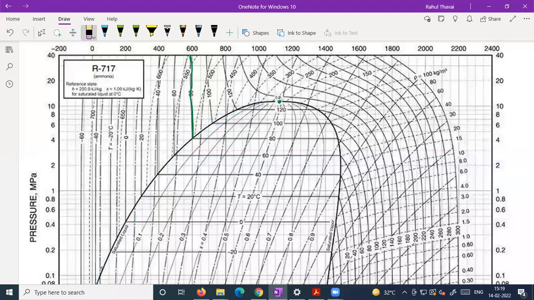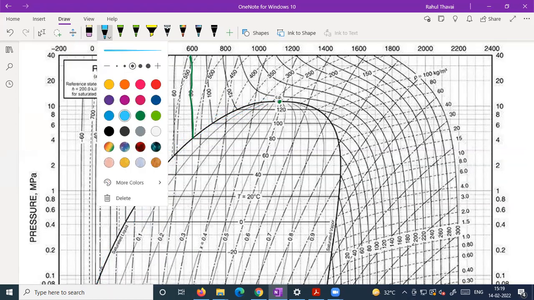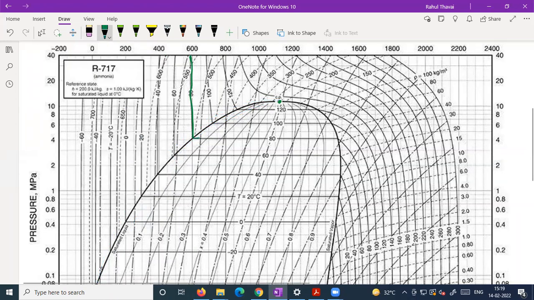So this temperature line will come and intersect the saturated liquid line, and it will further move in a horizontal direction like this, right? Then it meets the saturated vapor line. The left hand part of the dome is the saturated liquid line, and the right hand part of the curve is the saturated vapor line. Once it touches here, it just goes down.